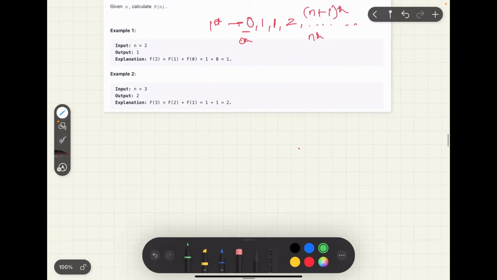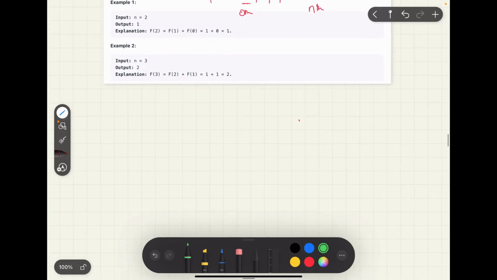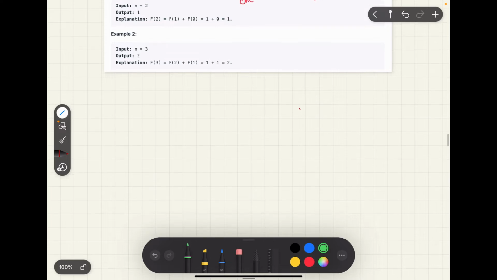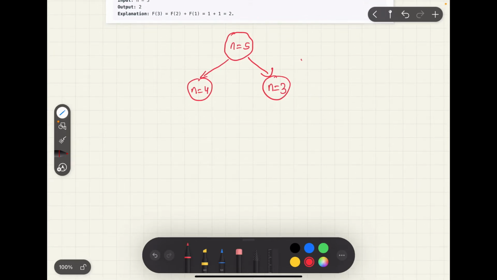Now, once we have identified why it can be solved recursively and we have got our recurrence relation, the next obvious step is that we'll try to draw a tree. In our tree, the first node will be n, and let's assume that we are drawing a tree for n equals 5. To calculate the answer for n equal to 5, we have to calculate the answer for n equal to 4 and n equal to 3. Once we have the answers for 4 and 3, we'll be able to calculate the answer for n equal to 5.